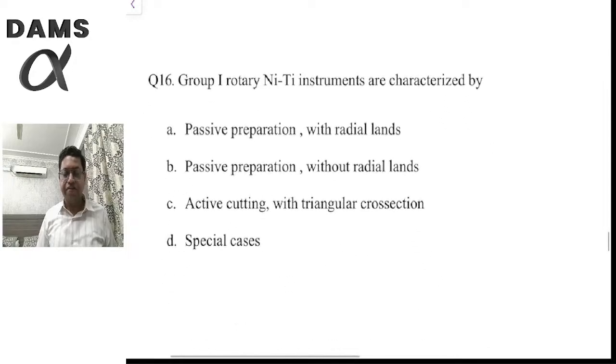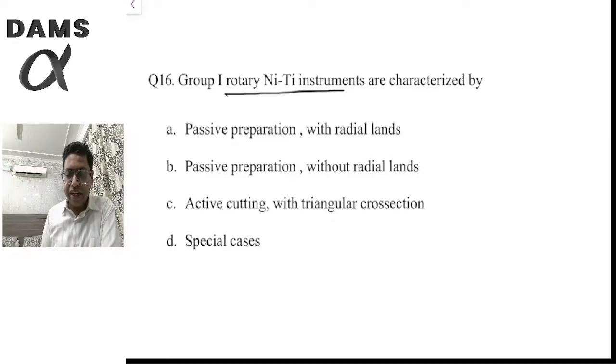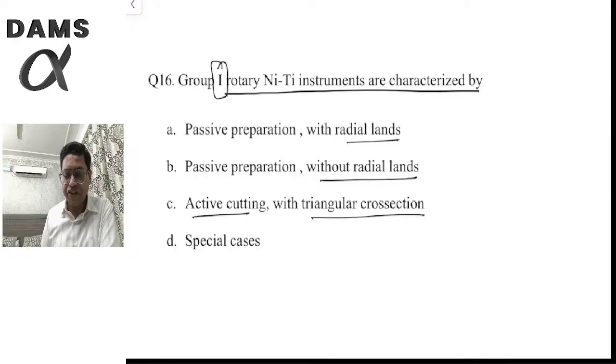Question number 16. The group 1 rotary nickel titanium instruments are characterized by: all of you know that there are 5 generations of nickel titanium instruments. The options are passive preparation with radial lands, passive preparation without radial lands, active cutting with triangular cross section, and special cases.